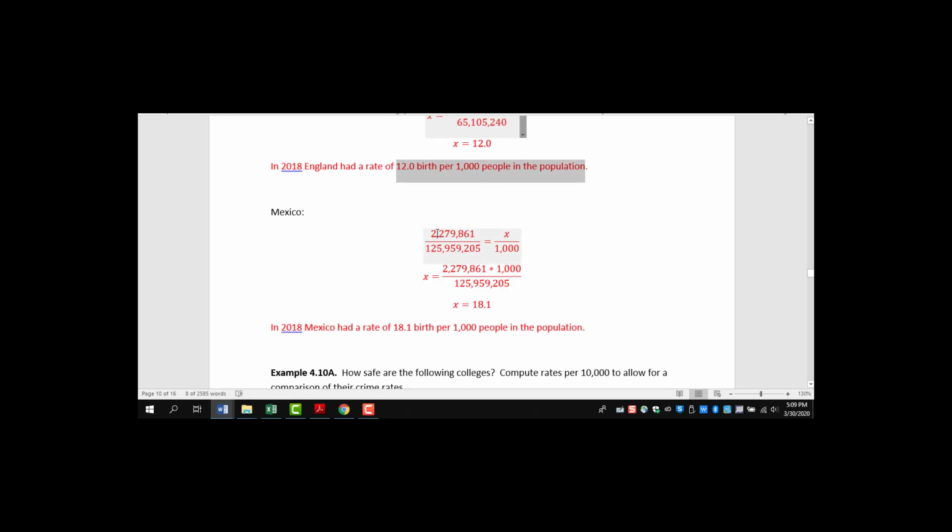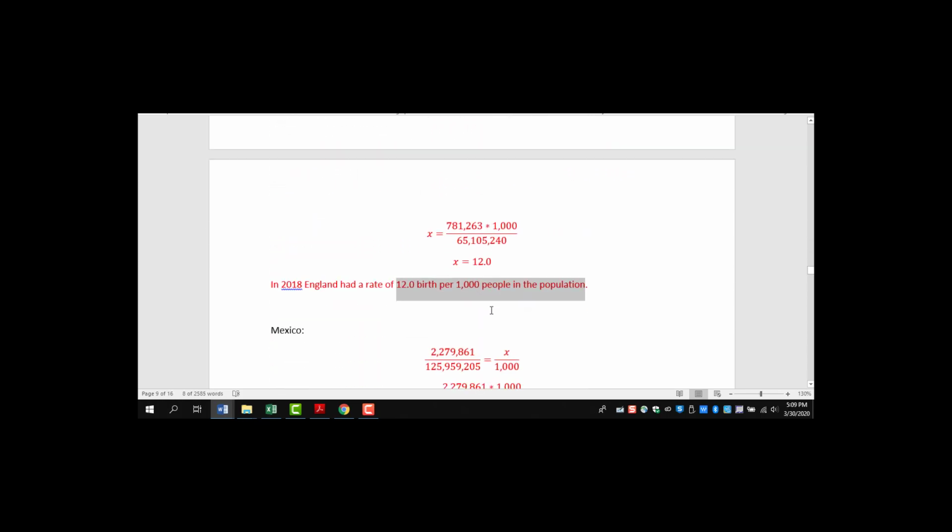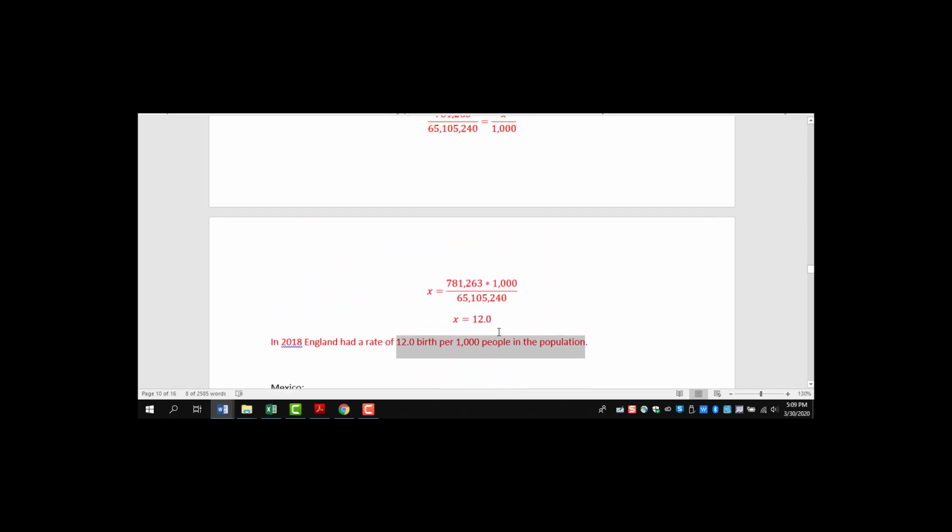Now in Mexico, we have births per population, and we want to scale that to here. So in Mexico, there's 18.1. Cross multiply and divide. So Mexico had 18.1 births per 1,000 people in the population. If you look at these three countries, Mexico has the most births per person in the population, whereas the United States was 12.4 and a little bit less, England is 12.0. So that's how you can make comparisons.